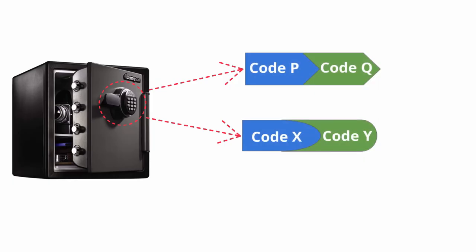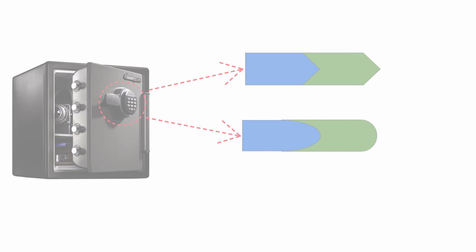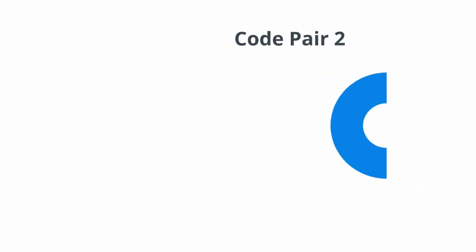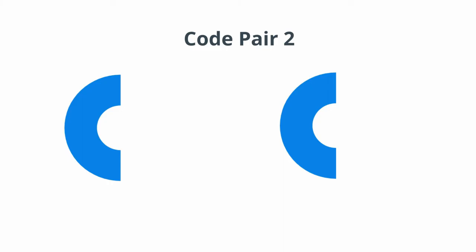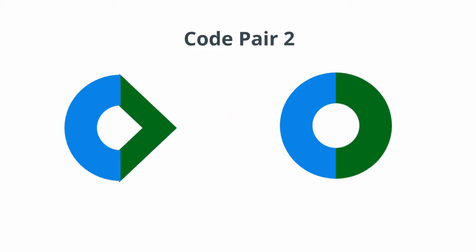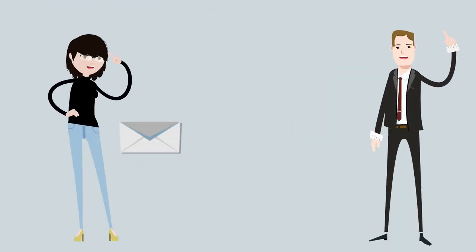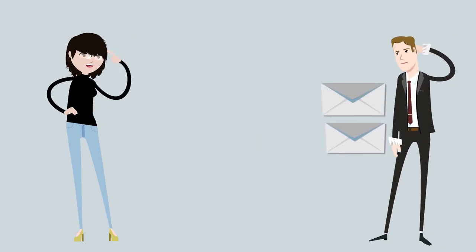If locked with either code of any of the pairs, it can only be opened by the other code of the same pair. That is, if the lock is locked using the first code of the second pair, it can only be opened using the second code of the second pair. They need to figure out a way of exchanging messages amongst themselves using this new box.